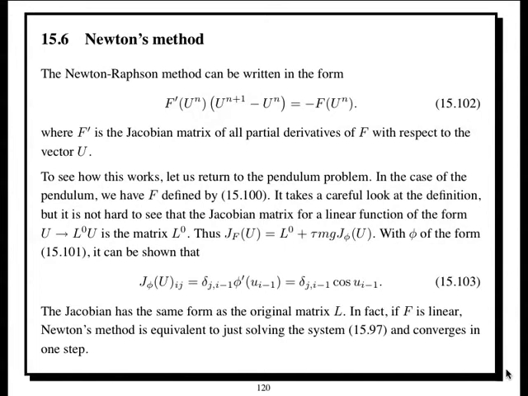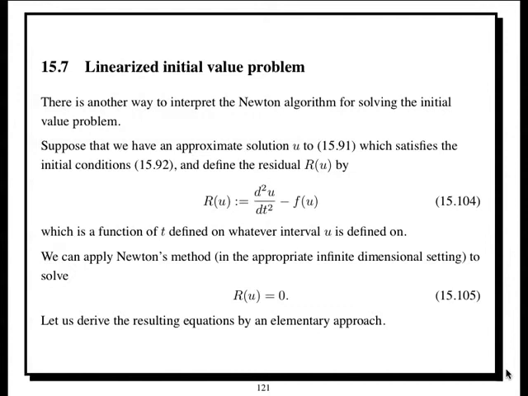Now, so what can go wrong? I mean, I've reduced the problem to a sequence of linear steps. The only question is, how many linear steps are there? So how many steps of Newton does it take to converge with this? Well, let's look at it.